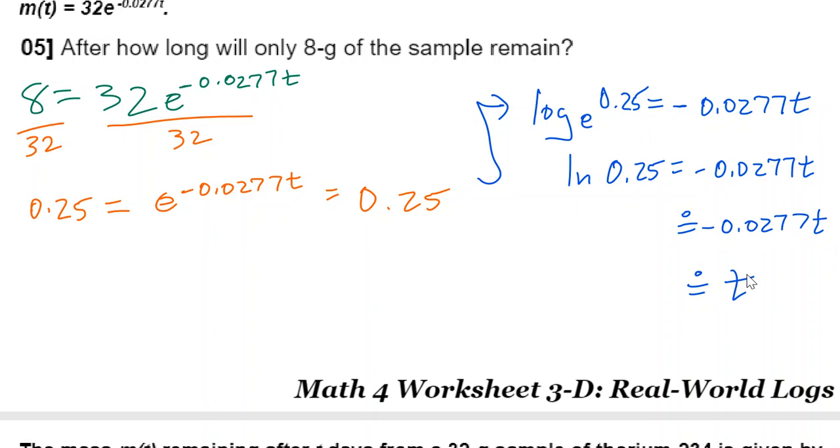All right, so we're going to figure out what is the natural log of 0.25, which is negative 1.386. And then I'm going to divide that by the negative decimal on the right, negative 0.0277. And that is going to give me a little over 50. So those were in terms of days. So this is going to be 50 days that 8 grams would remain.